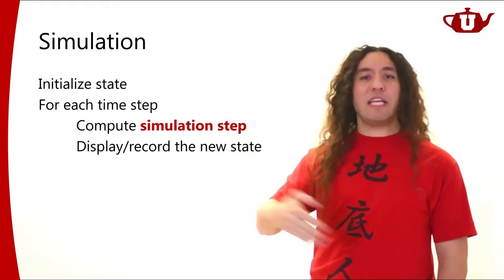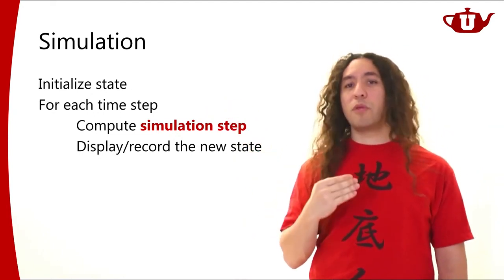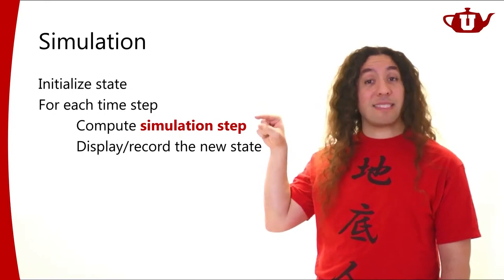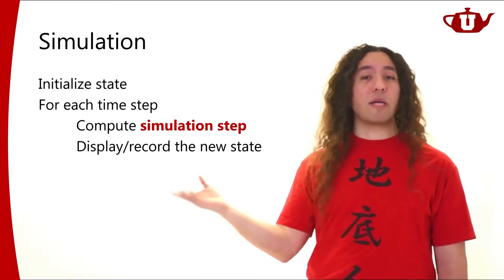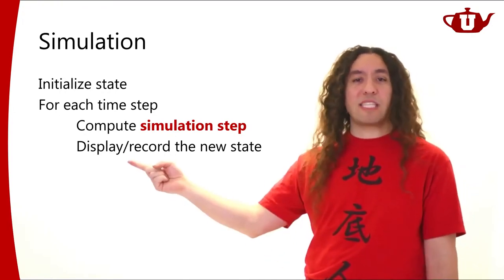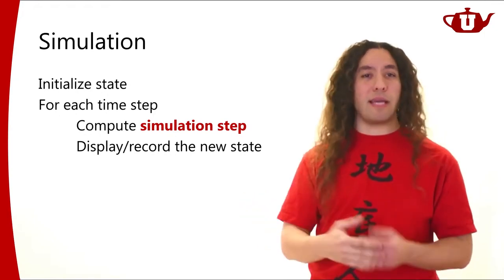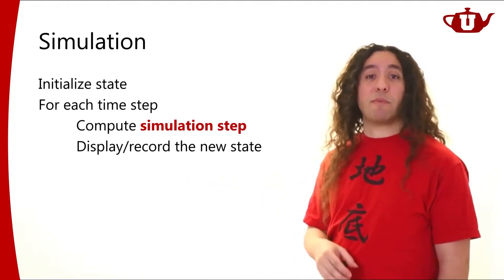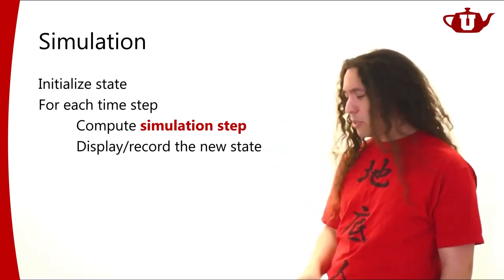Initialize the state: velocities are zero, and the positions are whatever is given to me. And then, for each time step, I am going to do the simulation step. The simulation step is going to compute the next frame, the positions and velocities in the next frame. It's going to compute the next state. Then I'm going to take that next state and either display it or record it. If I'm using a real-time simulation for video games, I'm going to be displaying that. If I'm doing an offline simulation that's going to be used in a video, I'm going to record that state. That's the basic idea. The part that you are going to be implementing as part of our next project is the simulation step part. We're going to talk about this part in a little more detail in a little bit.